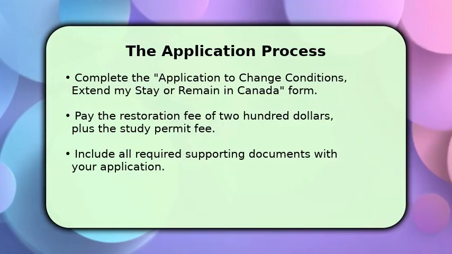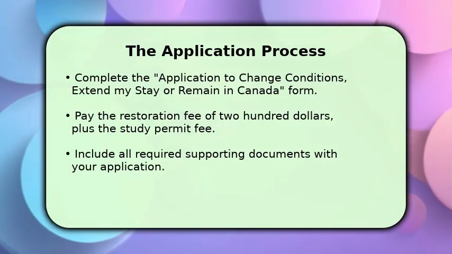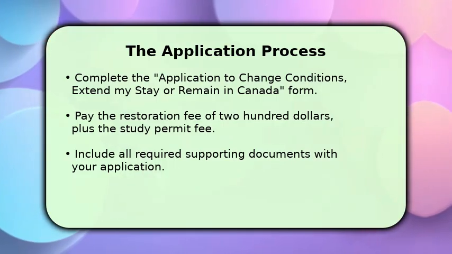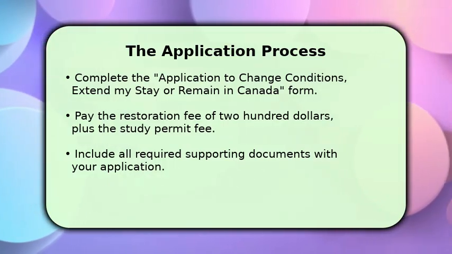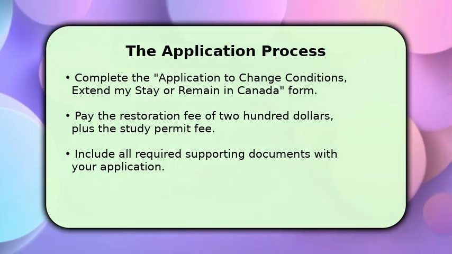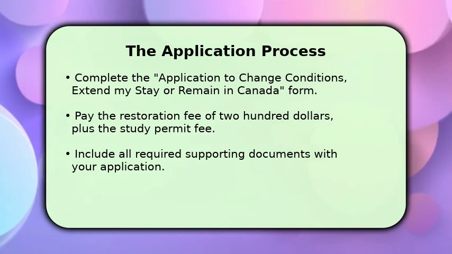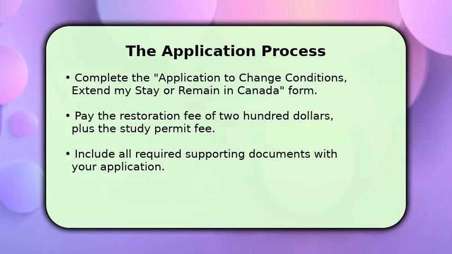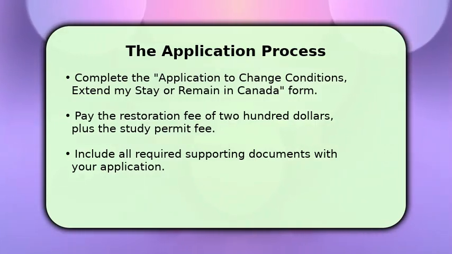The application process involves completing a specific form, which is the application to change conditions, extend my stay, or remain in Canada. You'll need to pay a restoration fee of $200, in addition to the study permit fee of $150. Gather all necessary supporting documents, such as your academic transcripts and proof of funds, to ensure a complete submission.